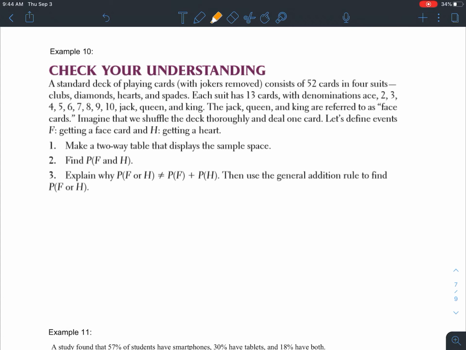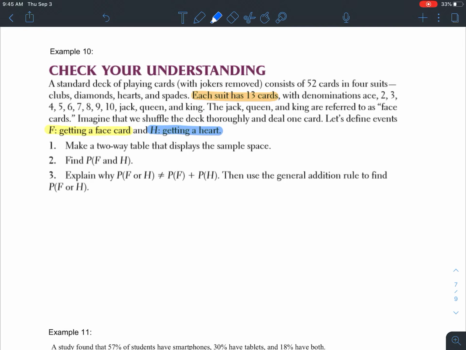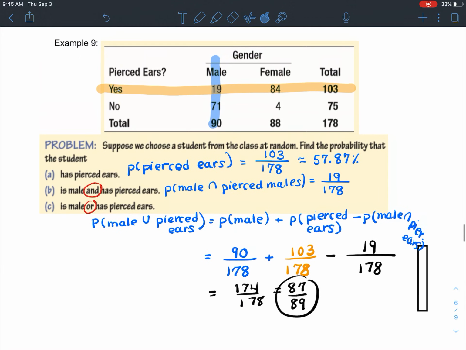It says a standard deck of playing cards with the jokers removed consists of 52 cards in 4 suits: clubs, diamonds, hearts, and spades. Each suit has 13 cards with denominations ace, 2, 3, all the way up through king. The jack, queen, and king are referred to as face cards. We want to imagine that if we were to shuffle the deck thoroughly and deal 1 card, we are going to define event F as getting a face card and event H as getting a heart card. Okay?